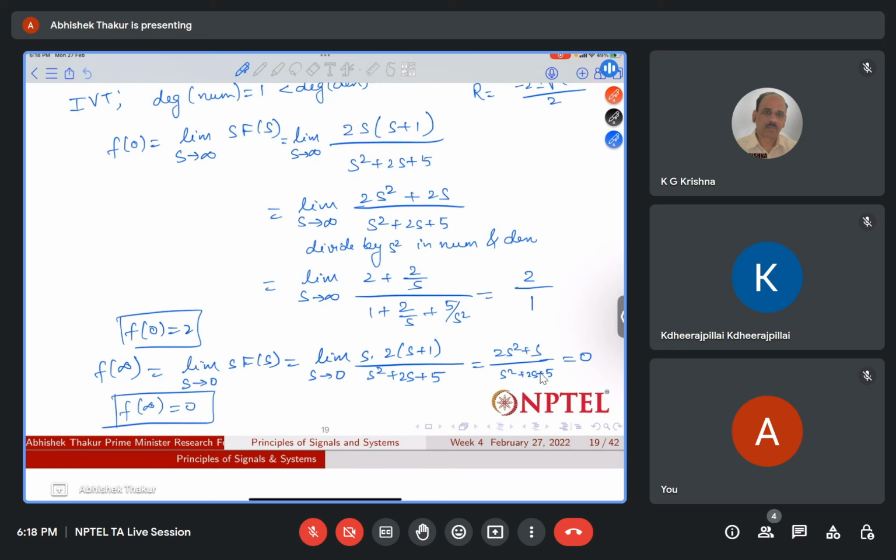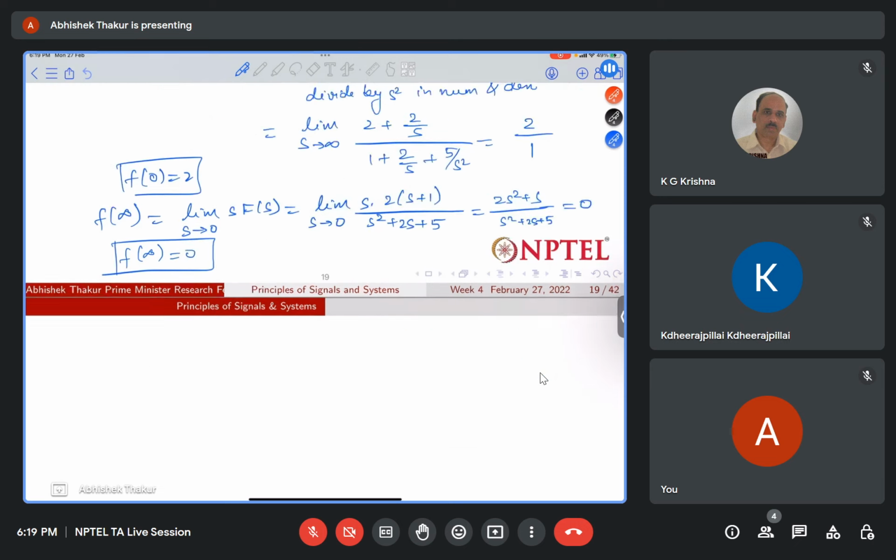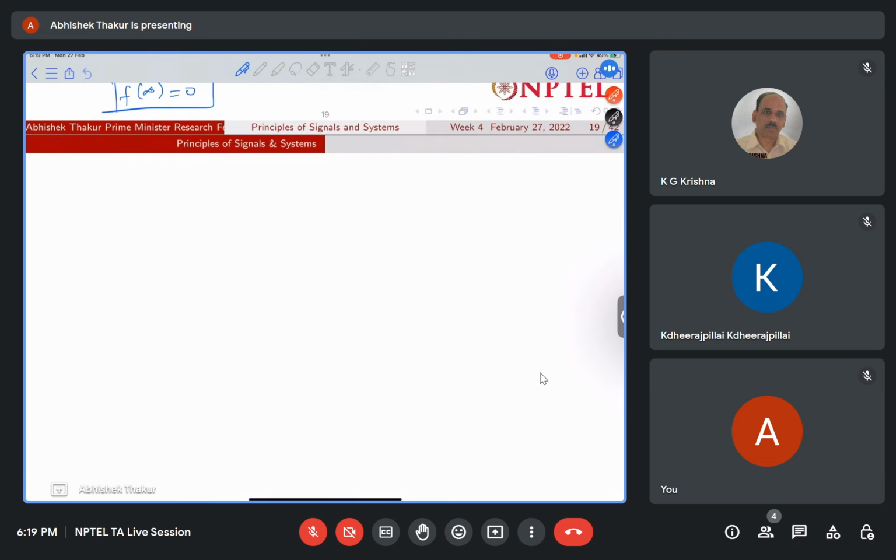In this way, we can apply the final and initial value theorems. We will see some more questions. I will take them from a GATE book, questions from the last 5 to 7 years. So we can take this question, which was asked in 2015.